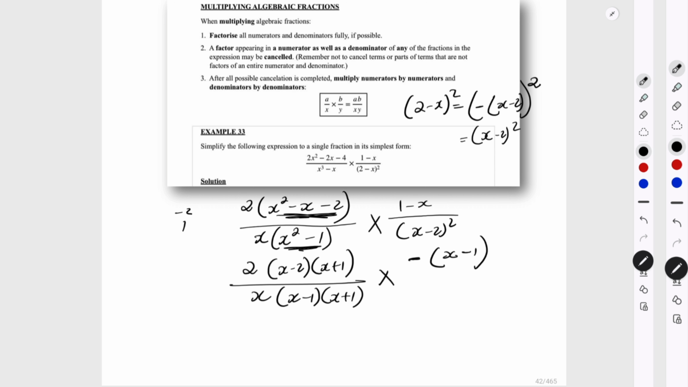x negative 1 over x minus 2 squared. Why did I take this minus out? Because guys, I want this bracket here, the x minus 1, to be the same as one of the brackets there. So I can cancel if 1 is a numerator.